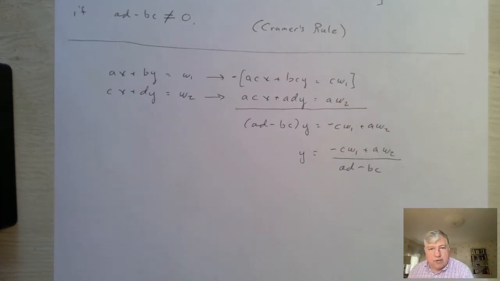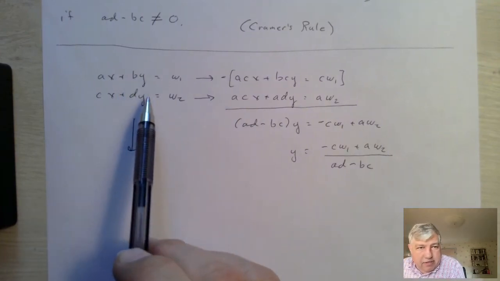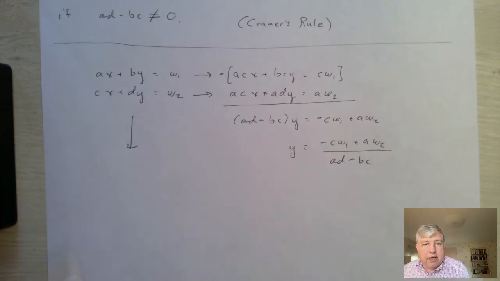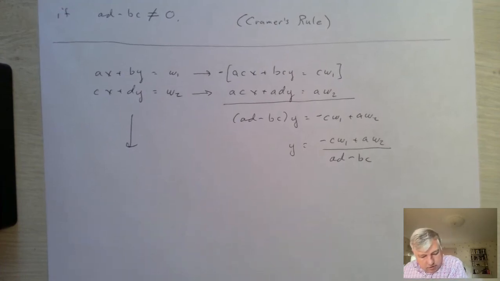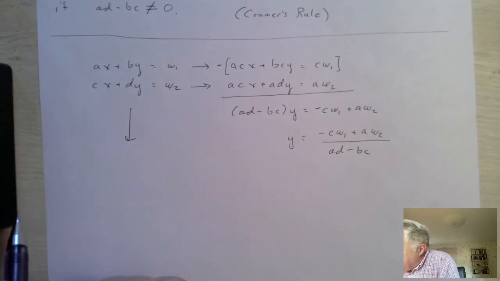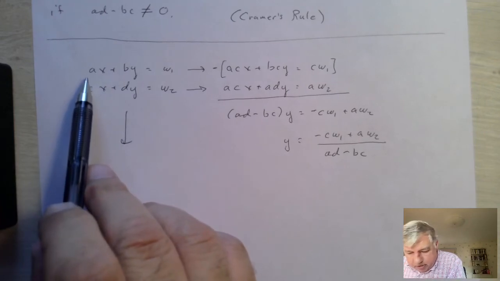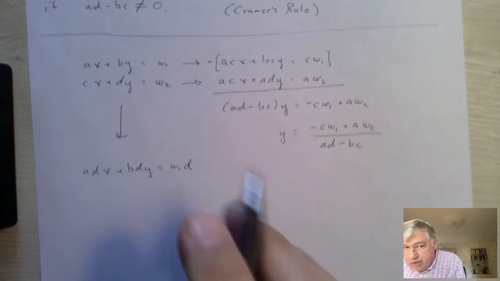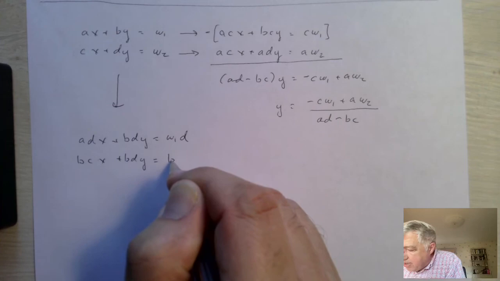Okay, so that's a formula for y. And then to get a formula for x, we do the same thing. We eliminate the y terms. Let's multiply the top row by d and the bottom row by b. So it's adx plus bdy equals w1 times d, and bcx plus bdy equals b w2.